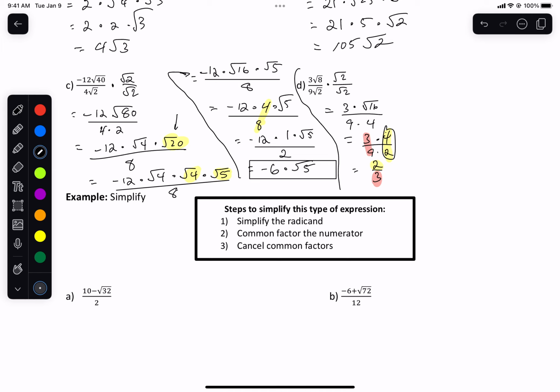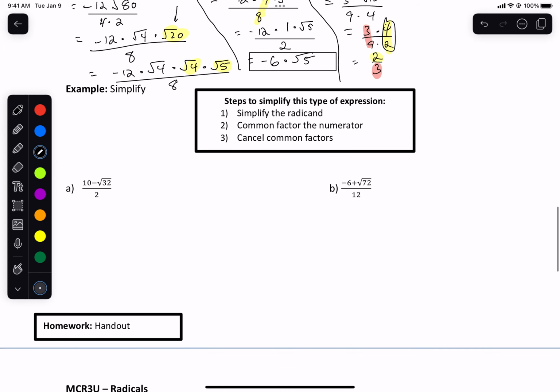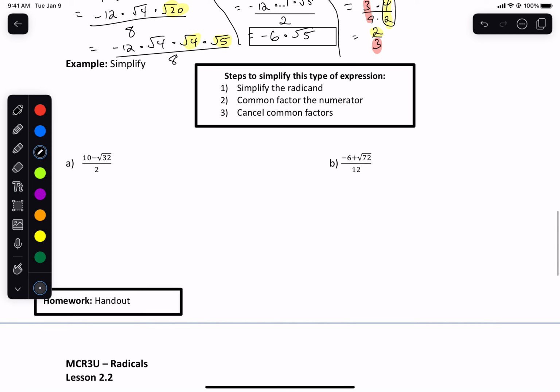Okay, we can also give you questions like this. So we got steps here. Simplify the radicand, or the radical. Write it as a product of two radicals. And then you could, or should, be able to common factor something out in the numerator and then cancel it with the factor in the denominator, or divide it out.